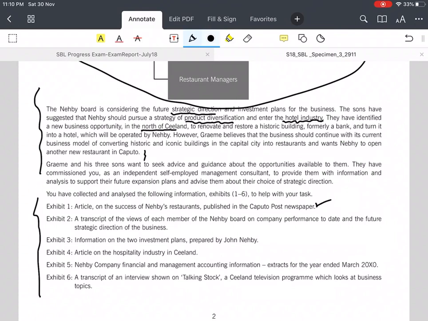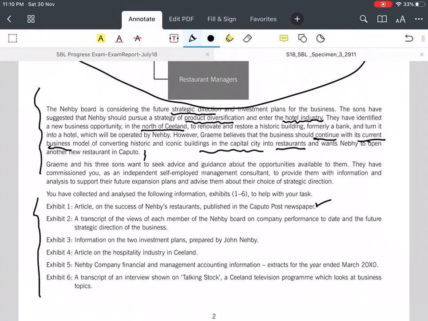We are in the south of Sealand, and it's in the north of Sealand, the opposite part of the country, to renovate and restore a historic building, formerly a bank, and turn it into a hotel which will be operated by Nearby. However, Graham believes that the business should continue with its current business model, that is of restaurants, in the same city.